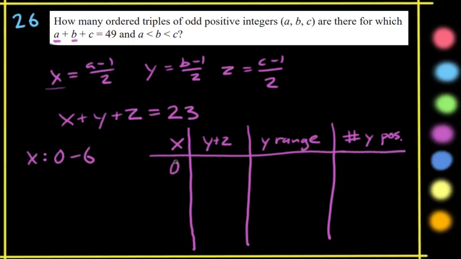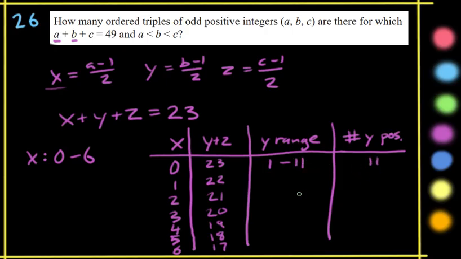So let's go ahead and fill in our 0, 1, 2, 3, 4, 5, and 6. Almost running out of room there. So y plus z is going to have to be 23 here if x is 0. It's going to have to be 22 here, 21, 20, 19, 18, and 17. So the y range: if x is 0, y has to be at least 1. And then if you add it with z, which is bigger than y, and you get 23, that means it can go all the way up to 11. So there are 11 possibilities for y.